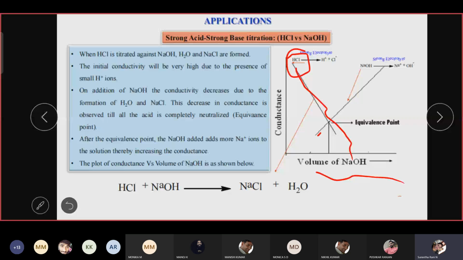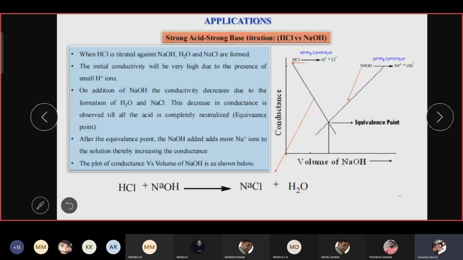So what is the reaction here? HCl plus NaOH gives NaCl and H2O. The equivalence point is the neutralization point where H+ ions of HCl are neutralized by OH- ions of the strong base. If in place of HCl you replace it with acetic acid, what happens?